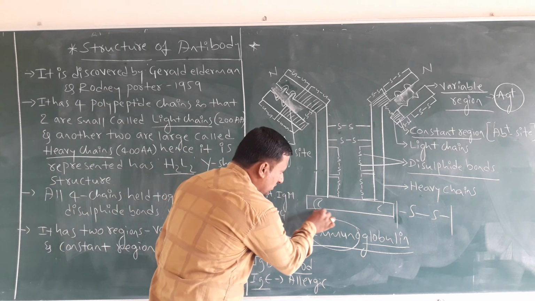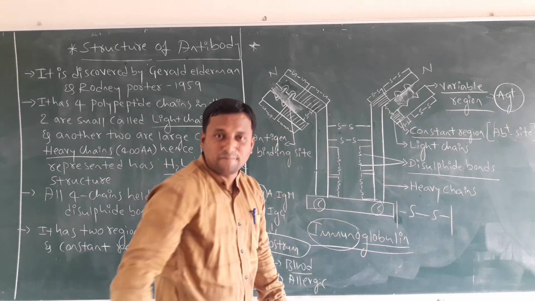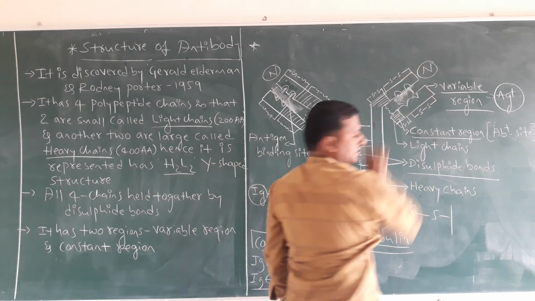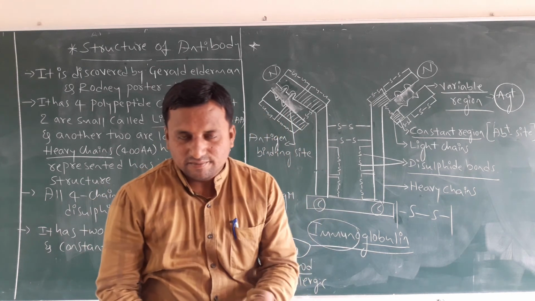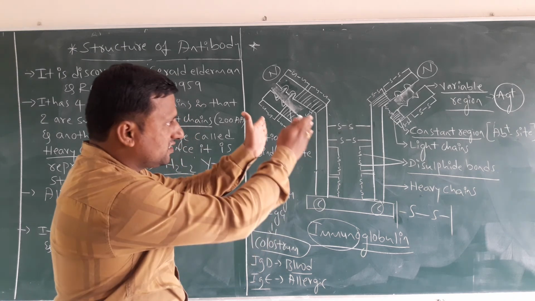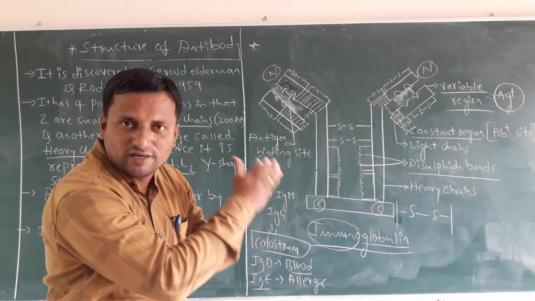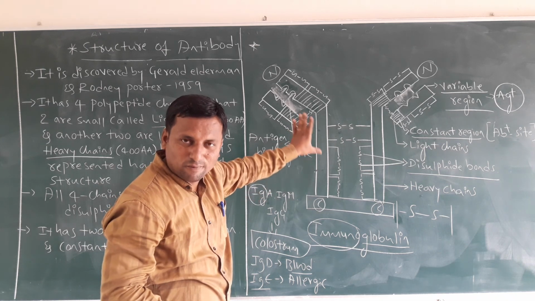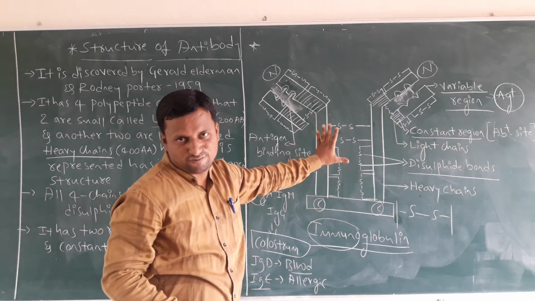Come to the next aspect, you must remember this has two terminal ends. One is the carboxyl terminal end, that's the base of the region. Another one is the nitrogen terminal end. C terminal and nitrogen terminal. These types of parts will be present. So this is the concept idea about the structure.